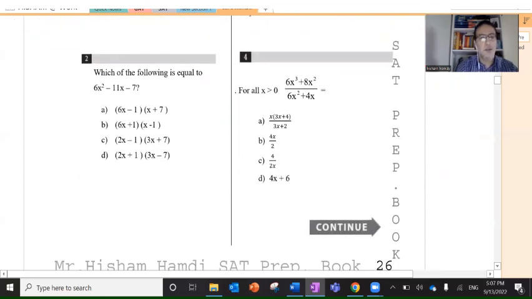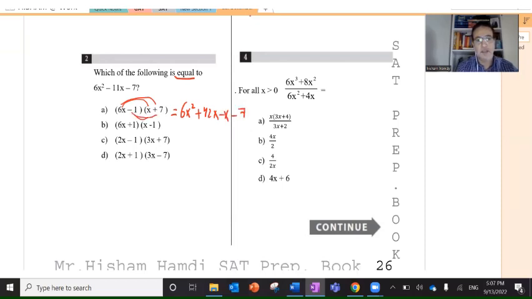Number 2. Which of the following is equal to 6x squared minus x minus 7? If you feel some weakness in factorizing the trinomial, you can try to expand, as we have studied in the session of the polynomial. You can start by multiplying 6x by x, 6x by 7, which is 42x. Negative 1 by x, negative x. Negative 1 by 7, which is negative 7. So it's 6x squared, and by adding this, it's positive 41x minus 7. As we can see, it's not the middle term. So I'm going to cancel it.